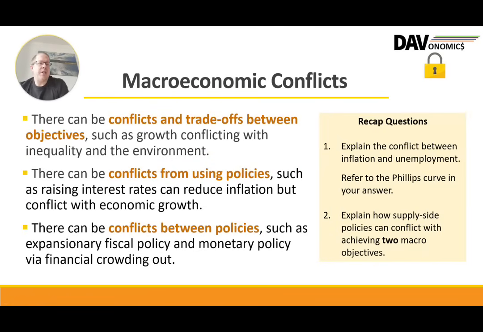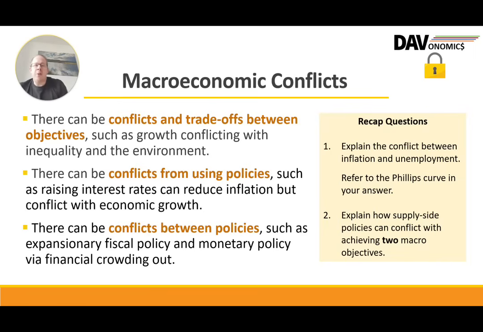And then conflicts. Conflicts can be asked in their own right, but it's also quite a good evaluation point. In terms of what the conflicts mean, they can be conflicts between the objectives themselves. So the question could be about what the conflicts are for more economic growth. You might think: more inequality, more environmental damage, demand pull inflation. So the objectives will conflict.